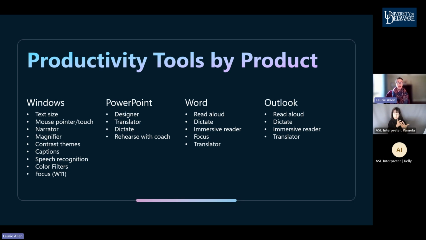Color filters is another really great tool. It was built for people who are colorblind. You can select your specific type of color blindness, and it will apply the appropriate color palette for you across all of your apps. And we've got other additional color filters that we added in Windows 11, including things like grayscale. Moving into PowerPoint, if you've not used Designer, I encourage you to do so.